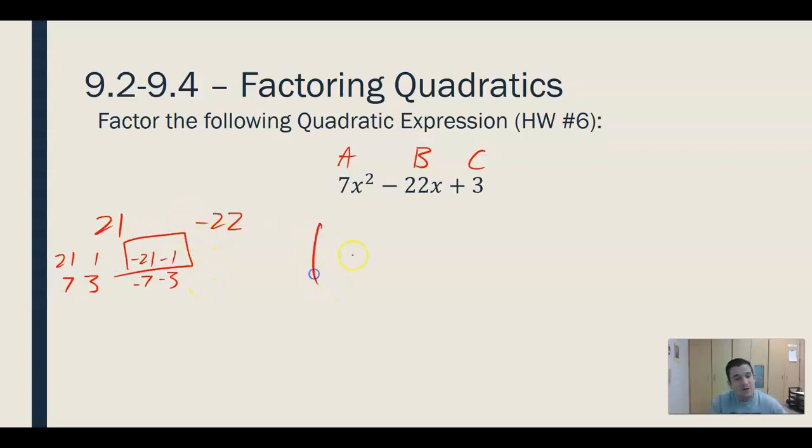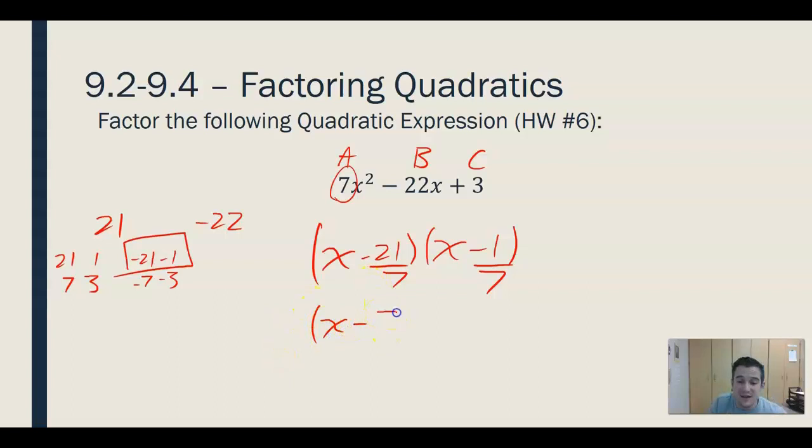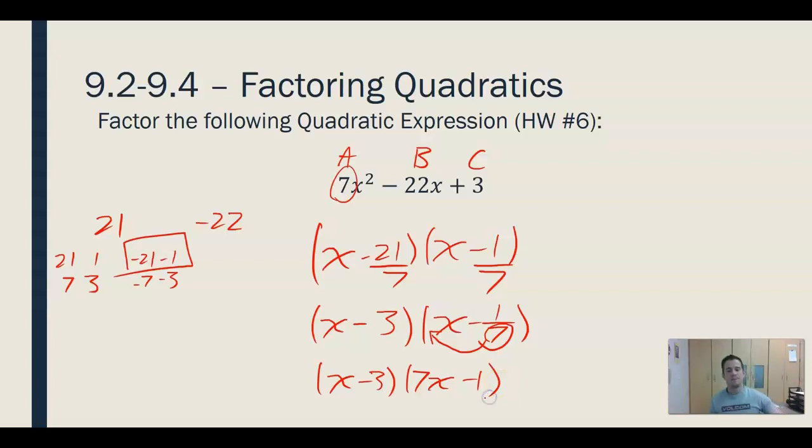So now that I found my factors, I'm going to write x minus 21 and x minus 1. And each of these numbers are divided by 7. Then I have to simplify any fractions that I can. 21 divided by 7 is 3. 1 divided by 7, I can't simplify that at all, so I leave it there. Next step is bottoms up. Anything that's still in the bottom, I move up in front of the x. So I have x minus 3 times 7x minus 1.